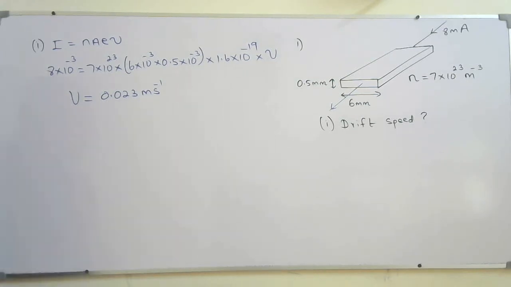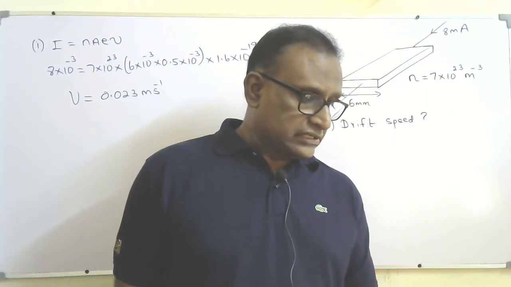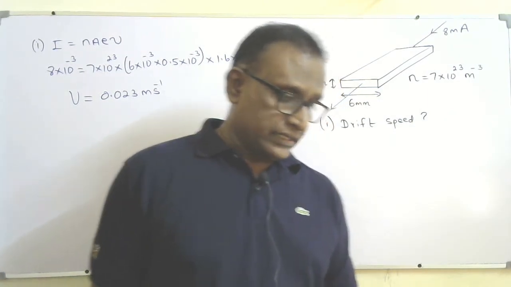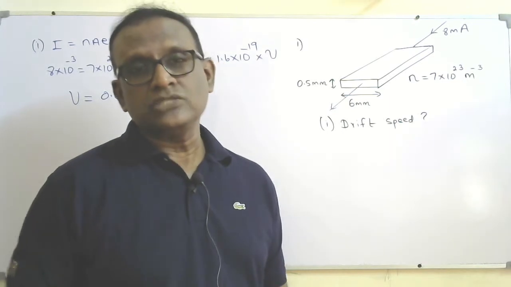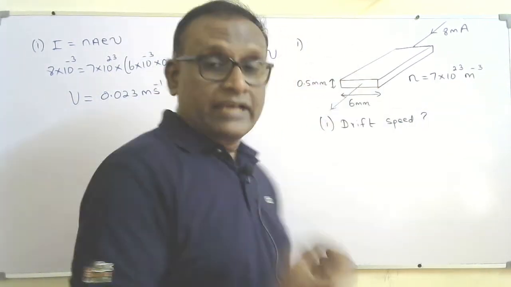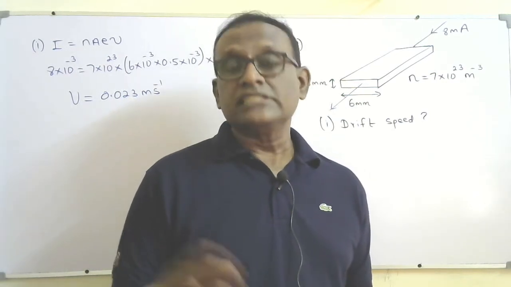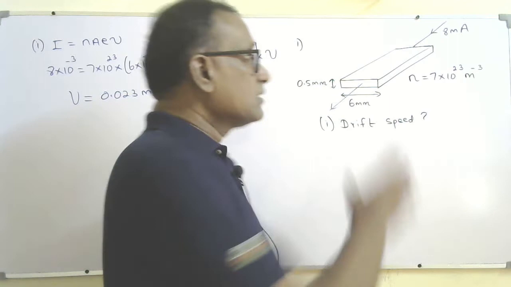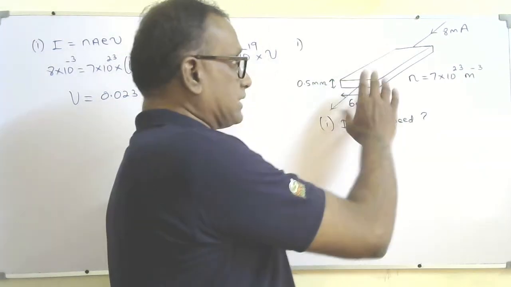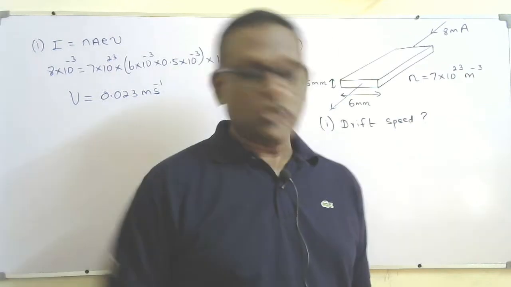Okay, second part, I'll read the question. An approximate value for the drift speed in copper wire of the same dimension. So that means you have another strip of wire that's made of copper, right? Copper will have a different charge carrier density compared to the semiconductor. Same width, same thickness, everything the same dimension, but made of copper, right?